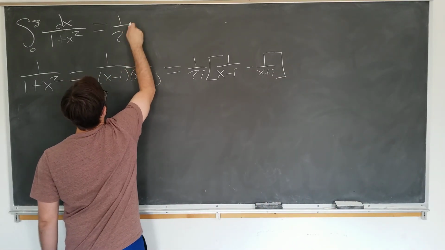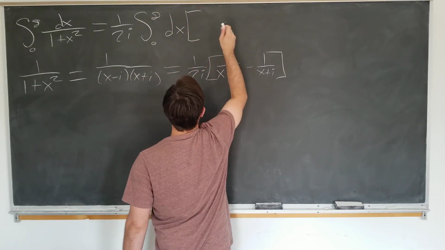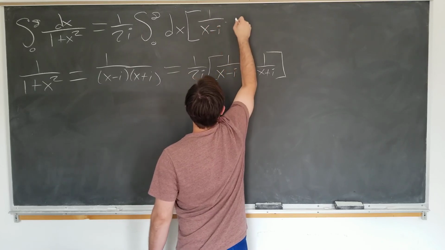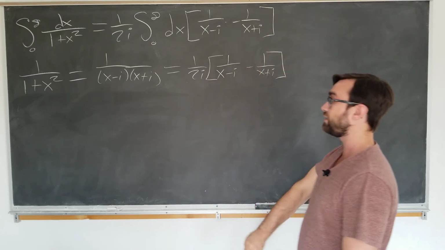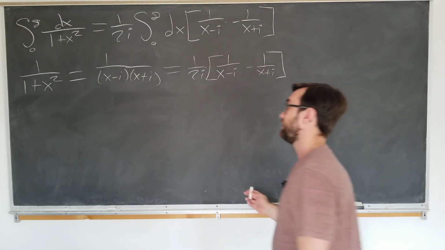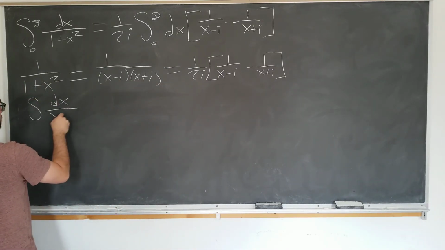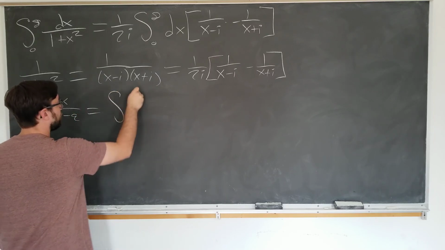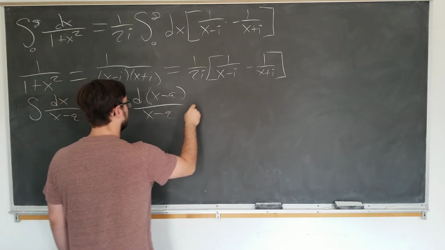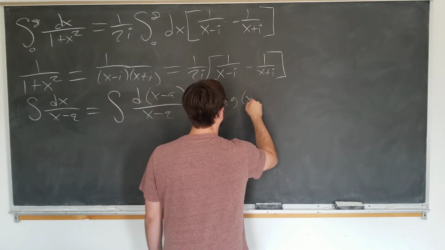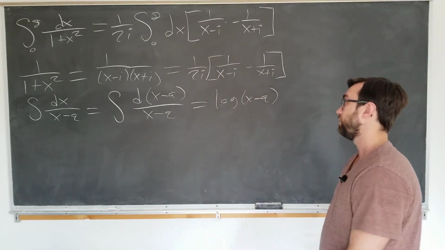Just 1 over 2i, and we go from 0 to infinity with respect to x of 1 over x minus i minus 1 over x plus i. And we're assuming that in 1719 they knew to recognize this as the logarithm, since the integral of dx over x minus a for some a is the same as the integral with respect to the variable x minus a over x minus a, which we know is the log of x minus a. We're not going to write the absolute value signs for this video since we're not going to be rigorous anyways.